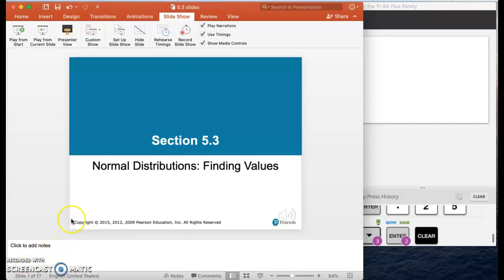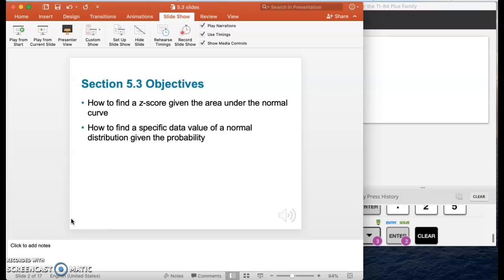This is section 5.3, Normal Distributions, Finding Values. In this section, we're going to learn how to find a z-score given the area under the normal curve, and how to find a specific data value of a normal distribution given the probability.